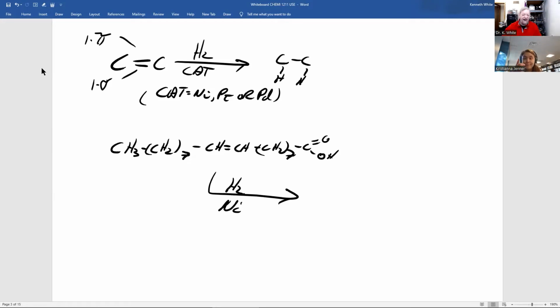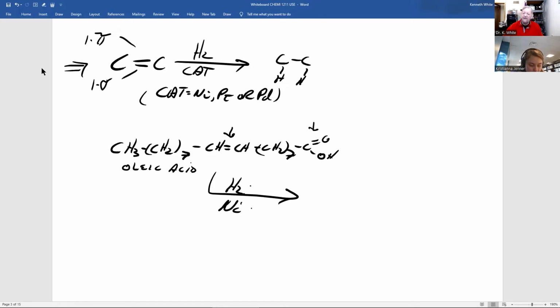In case you forgot, this molecule is called oleic acid. And when you're done, give me a thumbs up. Oh, everybody's done. So if we look, what's different? Well, I've got a carboxylic acid, but that won't react with hydrogen and nickel catalyst. But I do have a double bond, and that will undergo this reaction.